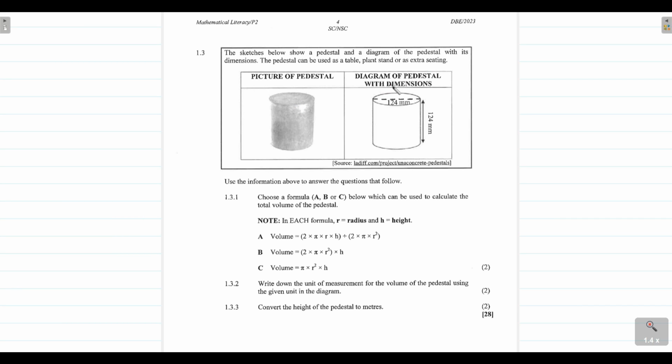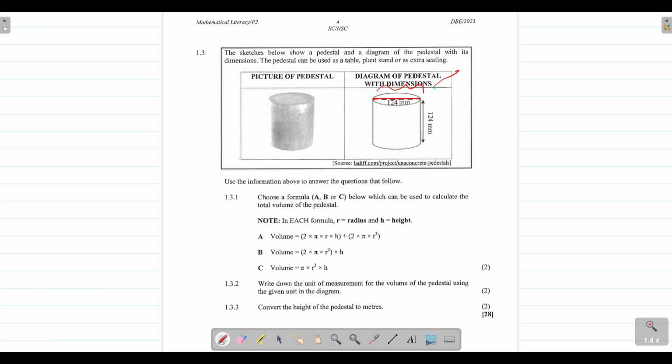We're given the diagram of this pedestal with the dimensions, right? So we are given that the length from there to there is 124 millimeters. What is this length called? Do you guys agree that that is actually the diameter? Because we did mention that the diameter is the distance from the circumference through the center to the circumference. So this length here is our diameter.